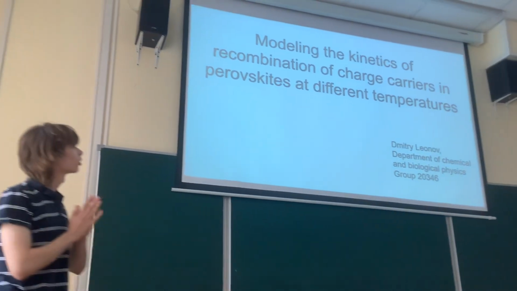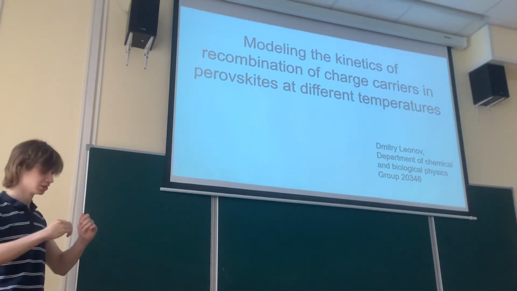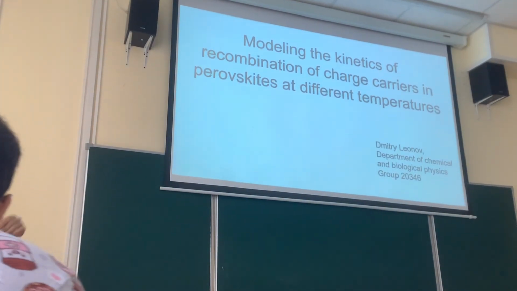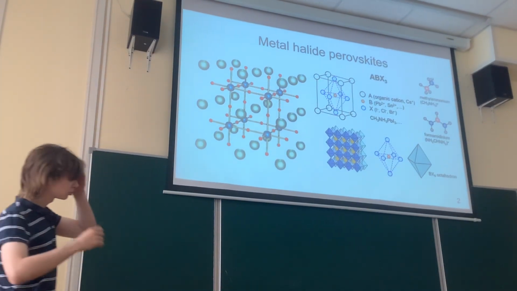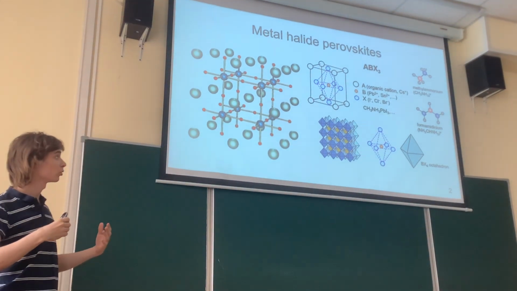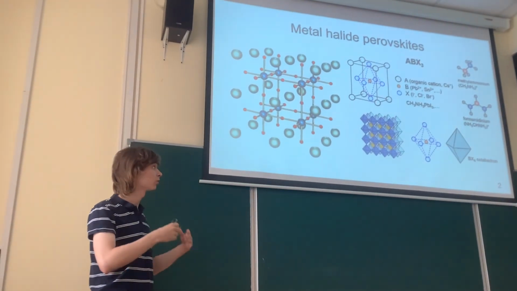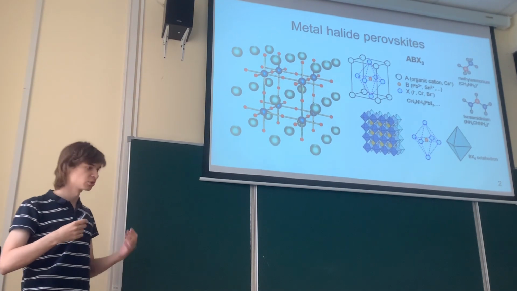So, the theme of my proposal was modeling the kinetics of recombination of charge carriers in perovskites at different temperatures. I know it's quite impressive. So, what did we study exactly? These things are called perovskites. They are believed to be a new world in photoelectronics because they are cheap to produce, and mostly because of their unique photoelectronic properties.